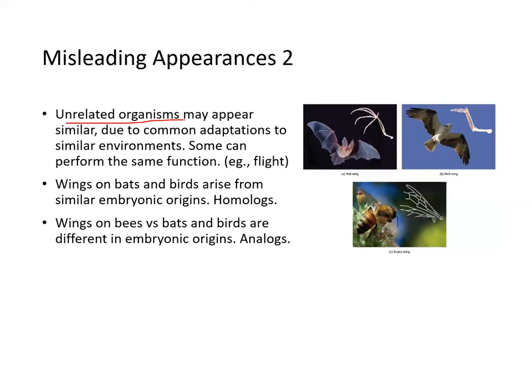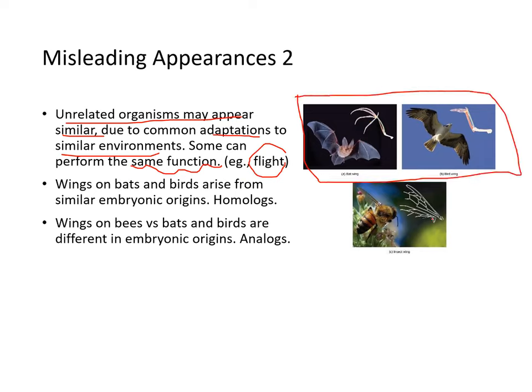Also, unrelated organisms may appear similar due to common adaptation to a similar environment. That is, they can perform the same functions. For example, flight. We said these are homologous structures, but bees also fly, and bees' wings are different because they are different at the level of embryonic origins. So wings on a bee and wings on bats and birds are analogs. They perform the same function, but they have different origins.